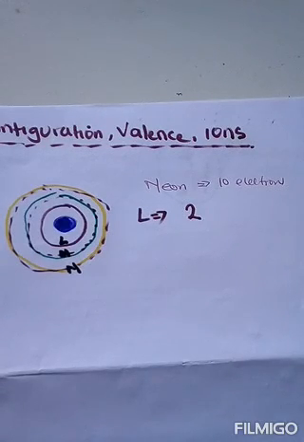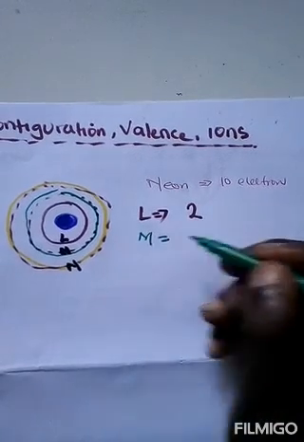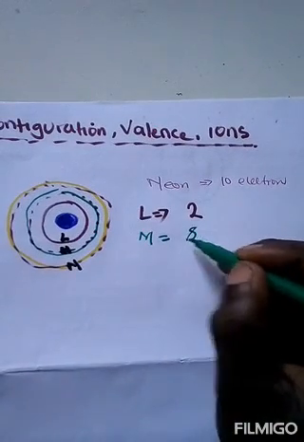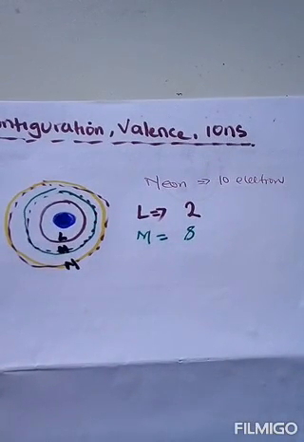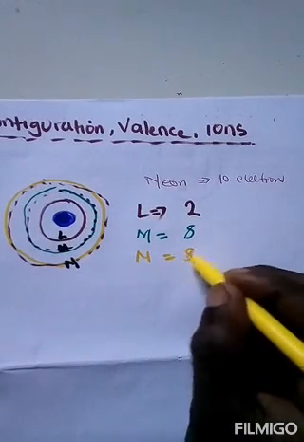Then we have the coming shells. Now the next shell is shell M. Shell M can accommodate a maximum of 8 electrons. Okay. From shell M, what is the next shell? So the next shell is shell N. Shell N can accommodate a maximum of 8 electrons.